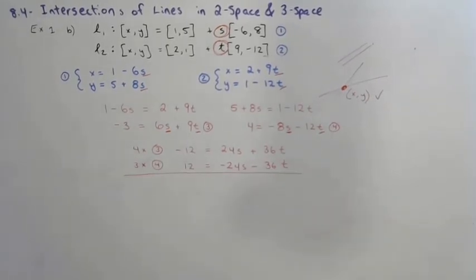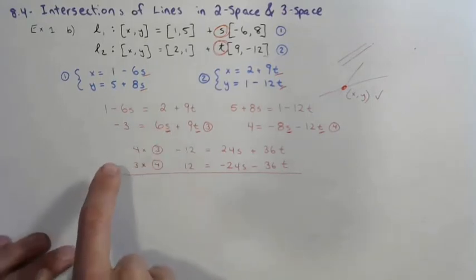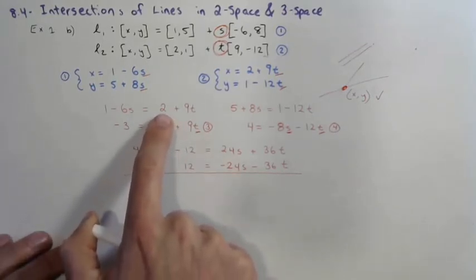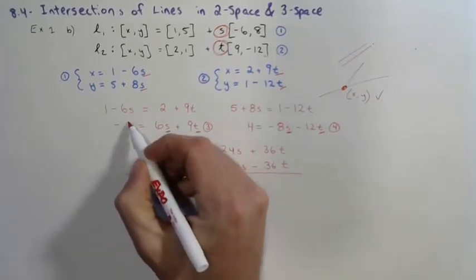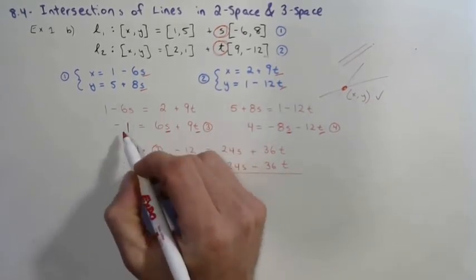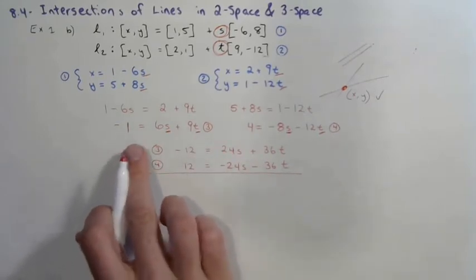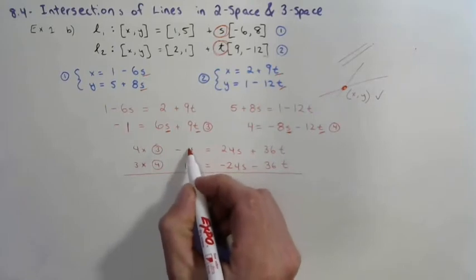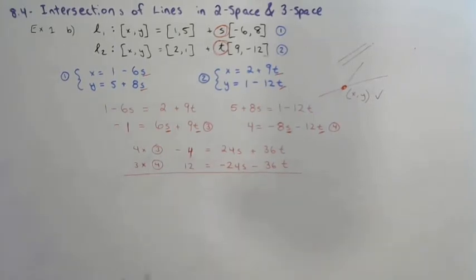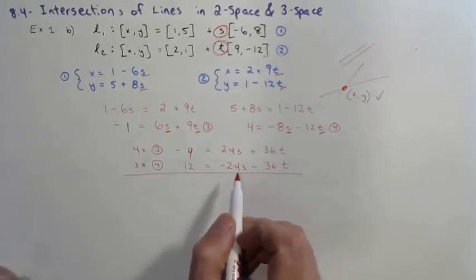And actually, I'm seeing an error. So I subtracted 2 from both sides here, but I ended up at negative 3. That should be negative 1. 1 minus 2 is negative 1. And then when I multiplied equation 3 by 4, I should have ended up with negative 4 here. Okay, so we're not quite done. They're not equivalent equations. And we can keep going.